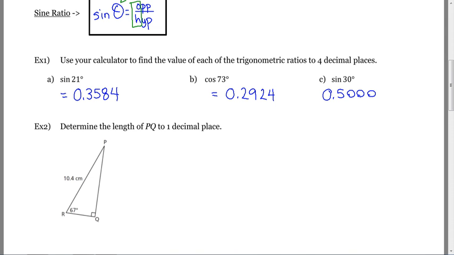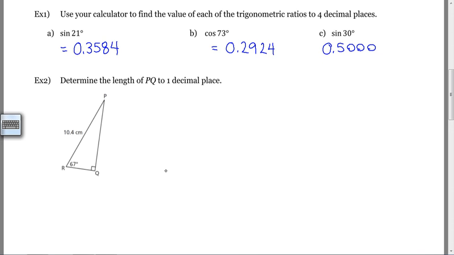Determine the length of PQ to 1 decimal place. That's the first thing you should always do, is label your triangle. My dot is on the bottom left, so let's put a little dot just so we know. Hypotenuse is 10.4. I'm going to write down HYP for short. And my adjacent, ADJ, is beside the dot. And opposite is on the side. They want to know what PQ is, so let's put a question mark beside PQ. And let's call that x, okay?